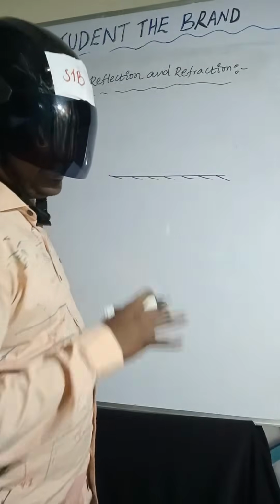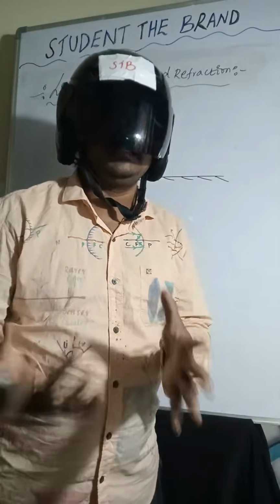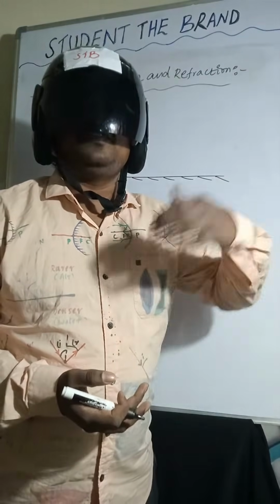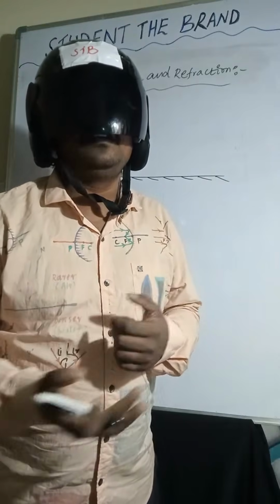Here the incident light rays are parallel. Then the reflected light rays are also parallel to each other. This type of reflection is called regular reflection.